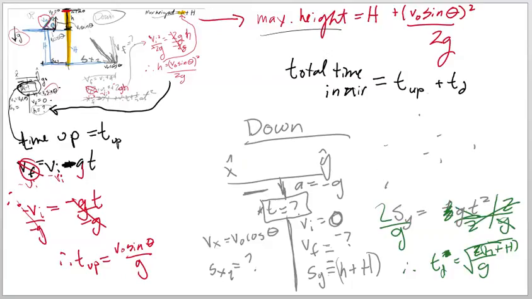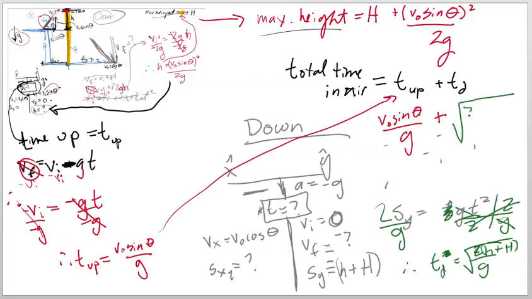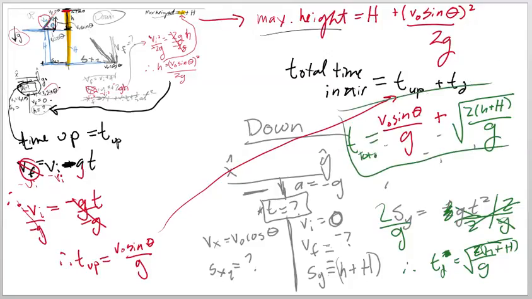Okay, so now I'll do this in another color. Time up is, I'm getting that from over here. I guess I shouldn't have erased that. V naught sine theta over G, plus the square root of 2 times h plus H over G. And that is your time total. I'll just write time total, abbreviate total. And so that would be for your time. Now, for tomorrow, you need to find the range, the overall range. You do it just like the time.